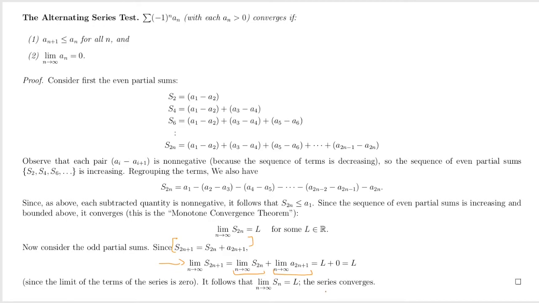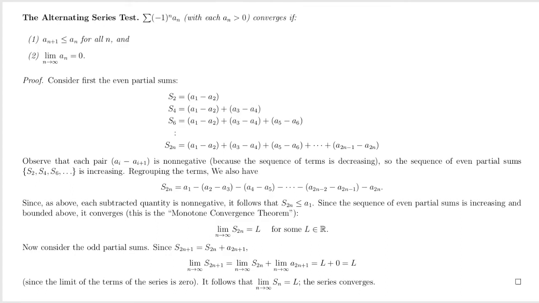And the beauty is we know both those limits. The limit of the even partial sums is L, and the limit as n goes to infinity of the terms is 0. That's the second condition in the alternating series test, that the terms are going to 0. And so the odd partial sums are also converging to L. And that's pretty much the punchline. Once you get that the even partial sums and the odd partial sums both converge to the same value L, now you can say that the sequence of partial sums converges to L. And that's the same thing as saying that the series converges.